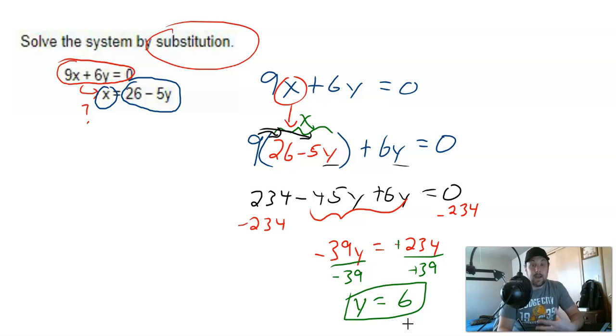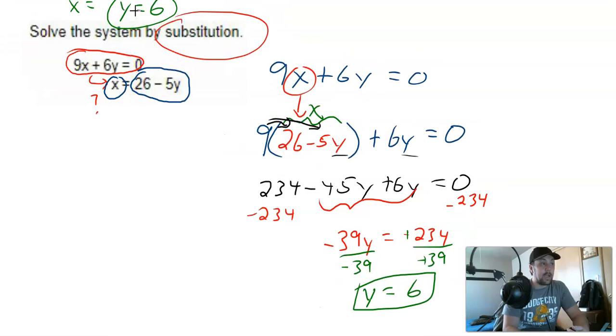That is not the final answer to this problem. When you're giving a solution to a system of equations, you have to provide a value for x and a value for y. So solutions here have to have two values. We just found one of them, right? We got y is equal to 6.